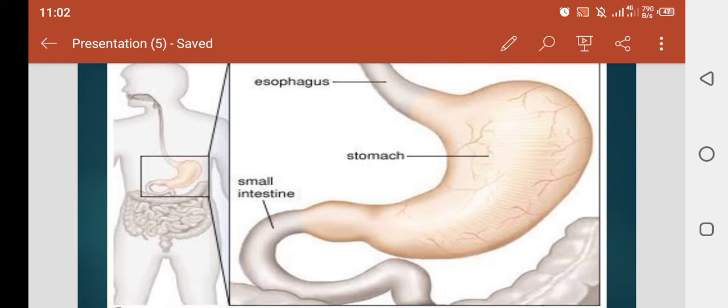Which enzyme is released in the stomach? The protease enzyme is released in the stomach, which helps in the digestion of the proteins and converts the proteins into amino acids. Clear? Because proteins are large molecules, they must be broken down into small molecules. So in the stomach, the protease enzyme converts the proteins into amino acids. Then all the food goes towards the small intestine.